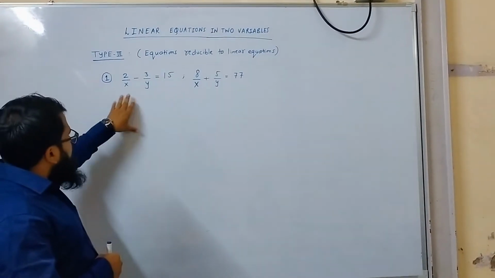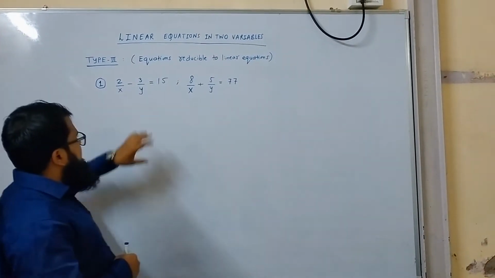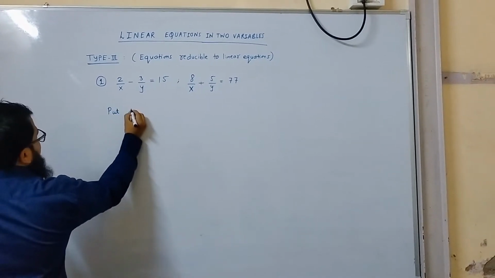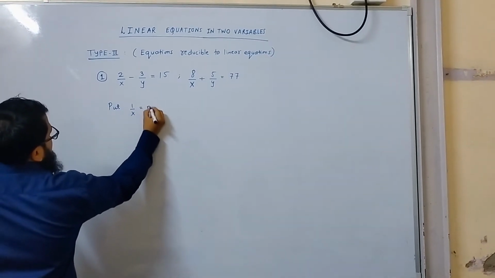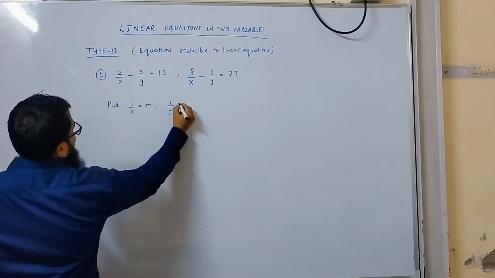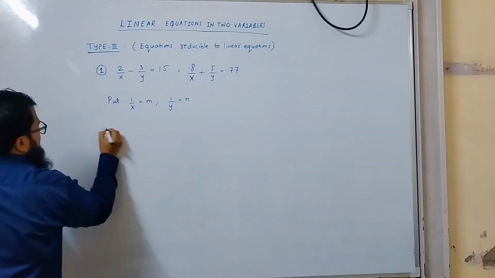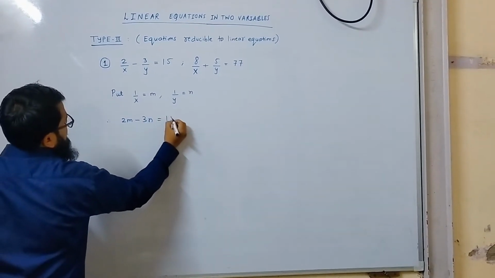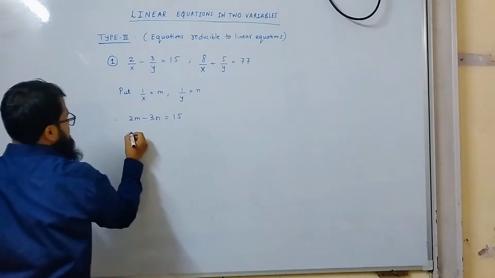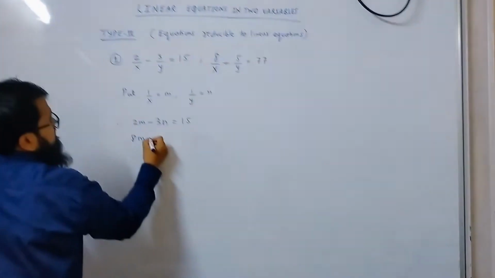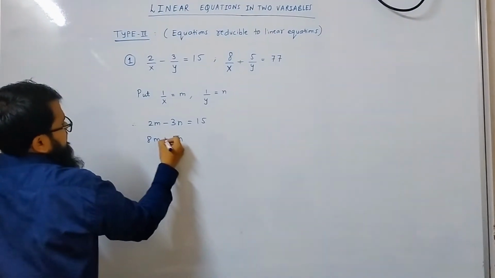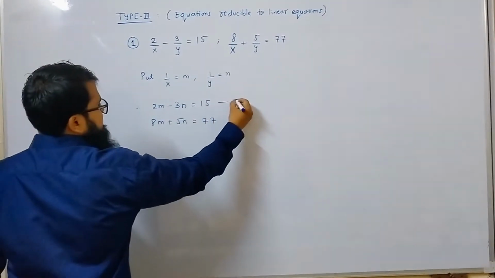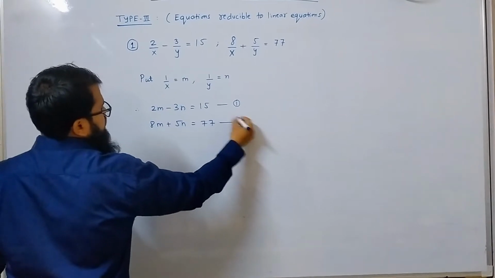If you want to reduce this equation to linear equations, you can easily reduce it by a clever substitution, which is to put 1 by x as m and 1 by y as n. Therefore, you will get the equation as 2m minus 3n equals 15, and the second equation becomes 8m plus 5n equals 77. Take this as equation number 1, equation 2.